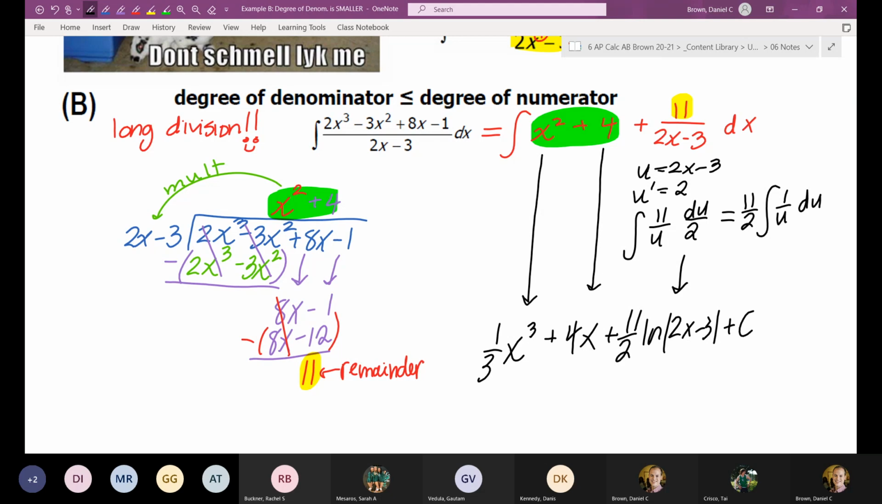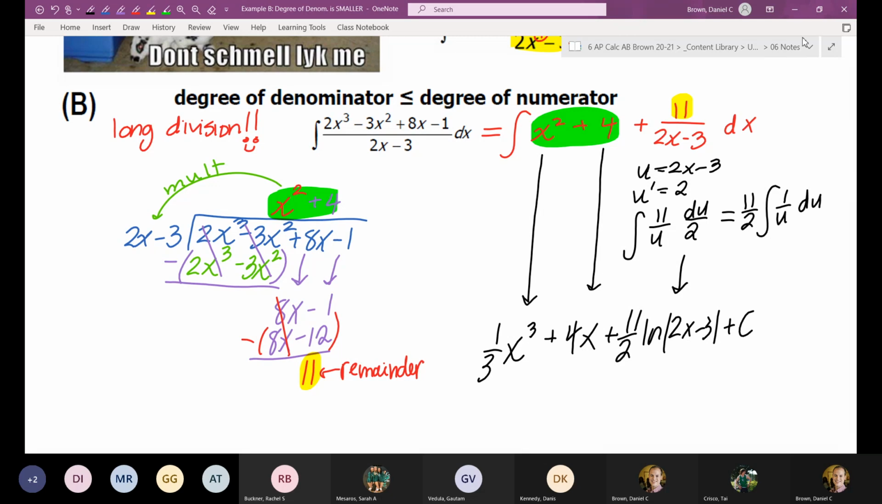Questions or concerns you want to ask about that one? All right, so let's keep talking about what's going on in my head when I see quotients and I'm integrating. Anyone still writing that down before I change it?